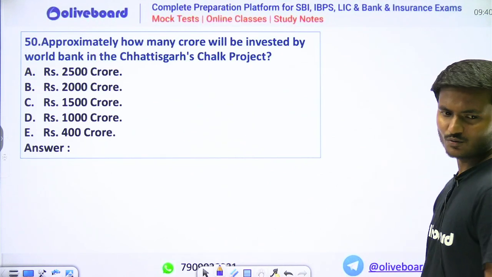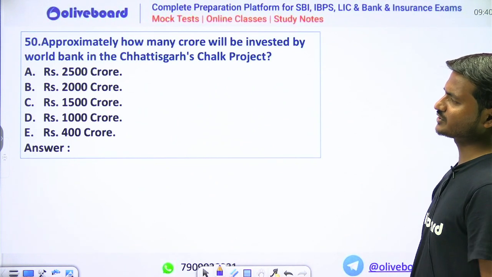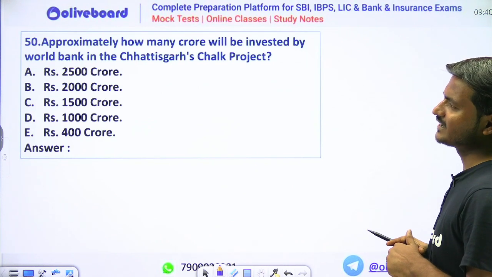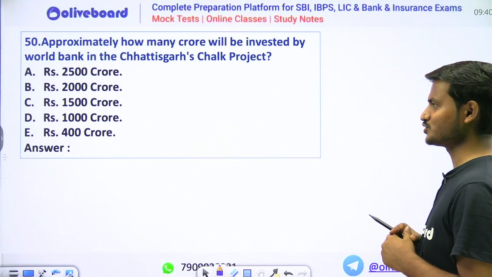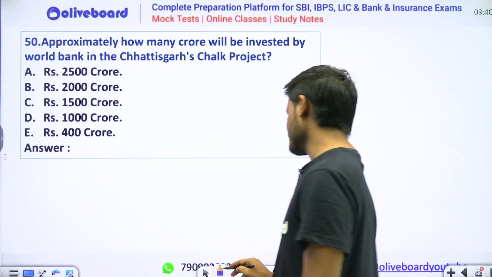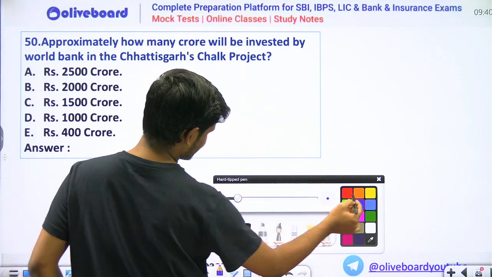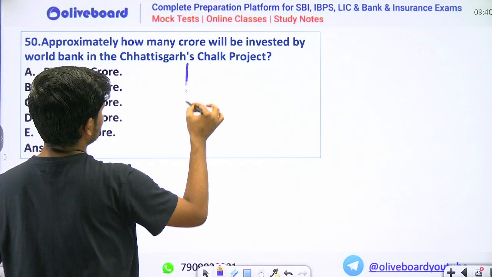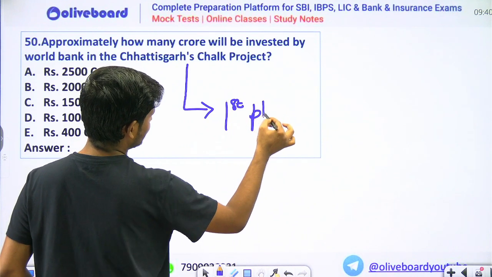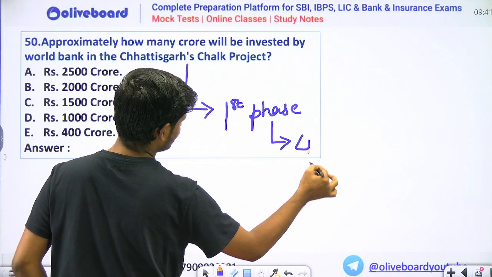Okay, now it's time for the last question of the day. Approximately how many crores will be invested by the World Bank in Chhattisgarh's CHALK project? We have seen it recently. It is very recent news that in the first phase, the World Bank would be investing how many crore rupees? 400 crore.